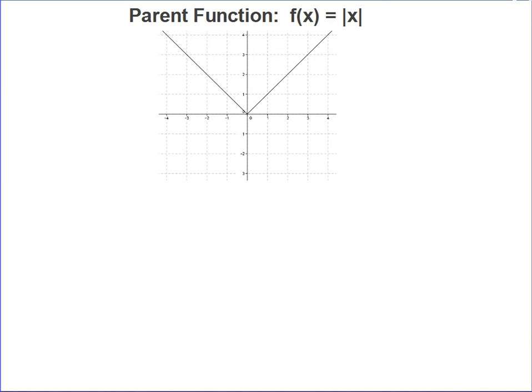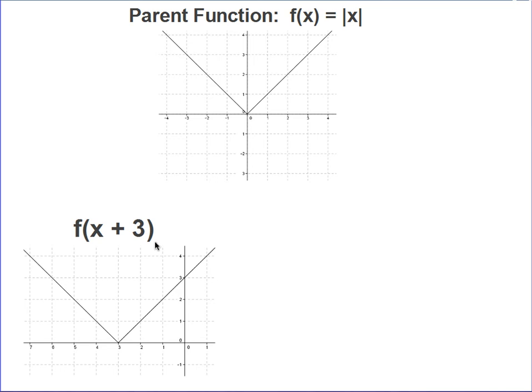Now let's look at a different type of transformation that takes place when we add and subtract inside the function. This time in function notation, notice that the plus 3 is inside the parentheses of our function. So we're adding 3 to the x value. If I wrote that in terms of the absolute value of x, plus 3 would be inside the absolute value brackets.